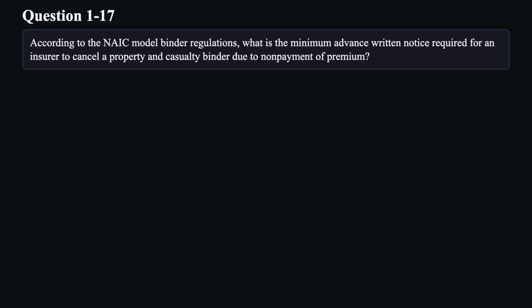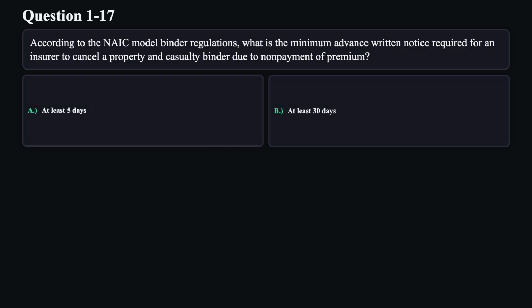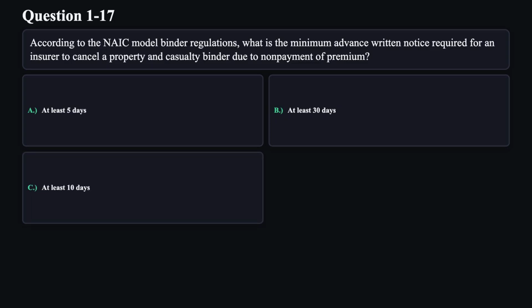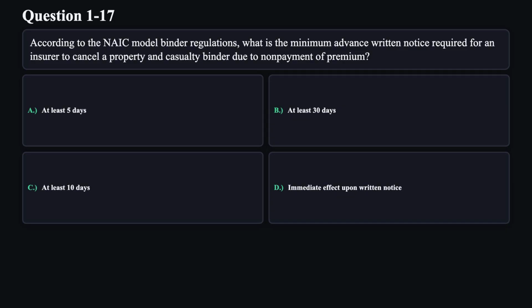Question 17. According to the NAIC model binder regulations, what is the minimum advance written notice required for an insurer to cancel a property and casualty binder due to non-payment of premium? A. At least 5 days. B. At least 30 days. C. At least 10 days. D. Immediate effect upon written notice.